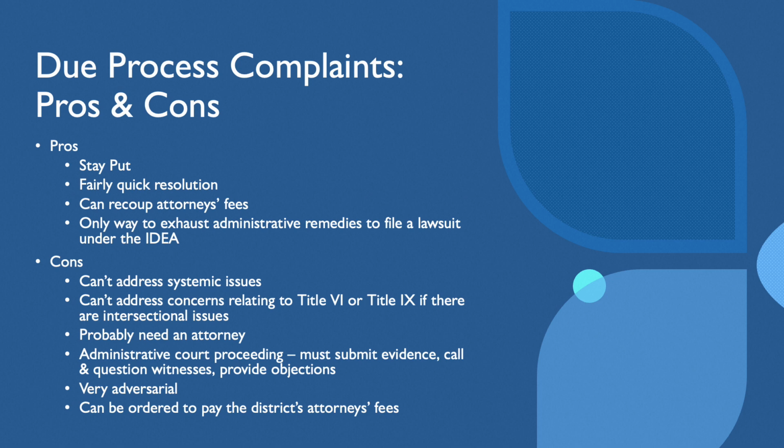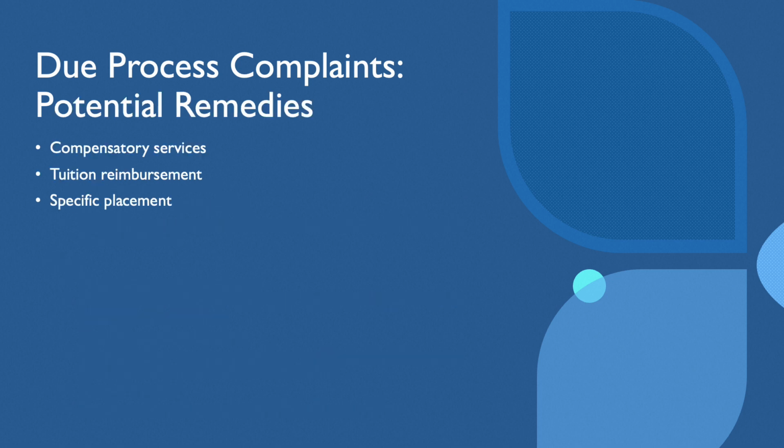Some potential remedies that you may get out of filing a due process complaint are compensatory services, tuition reimbursement, and a specific placement ordered. This is the only process of those we discussed where tuition reimbursement and specific placement are available as remedies.